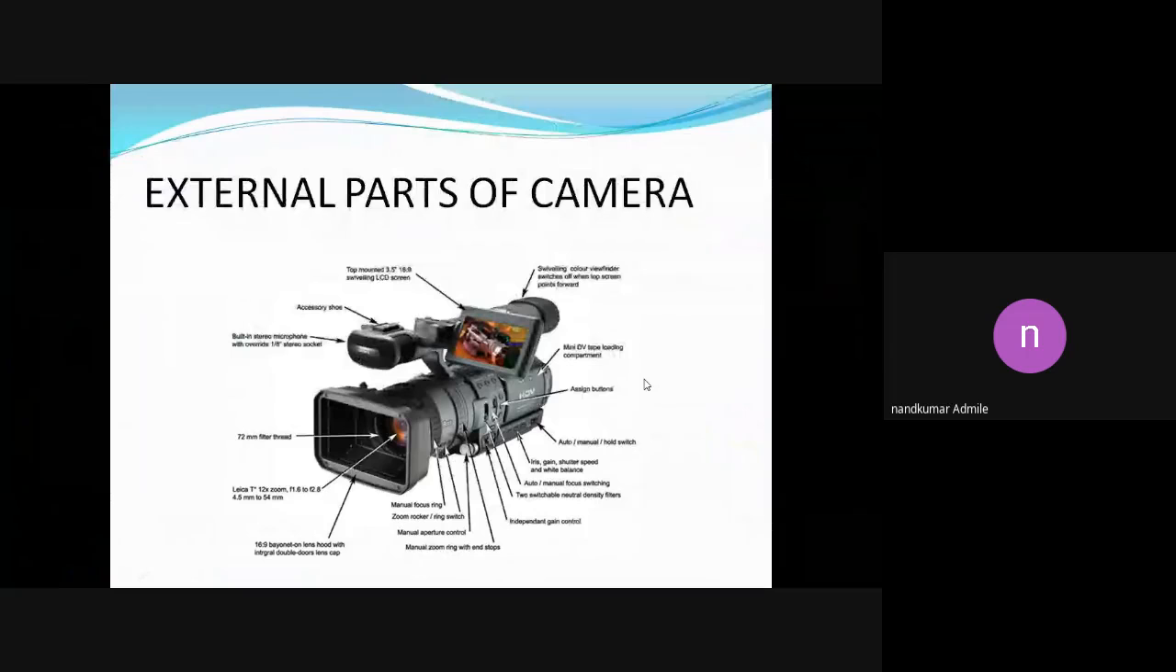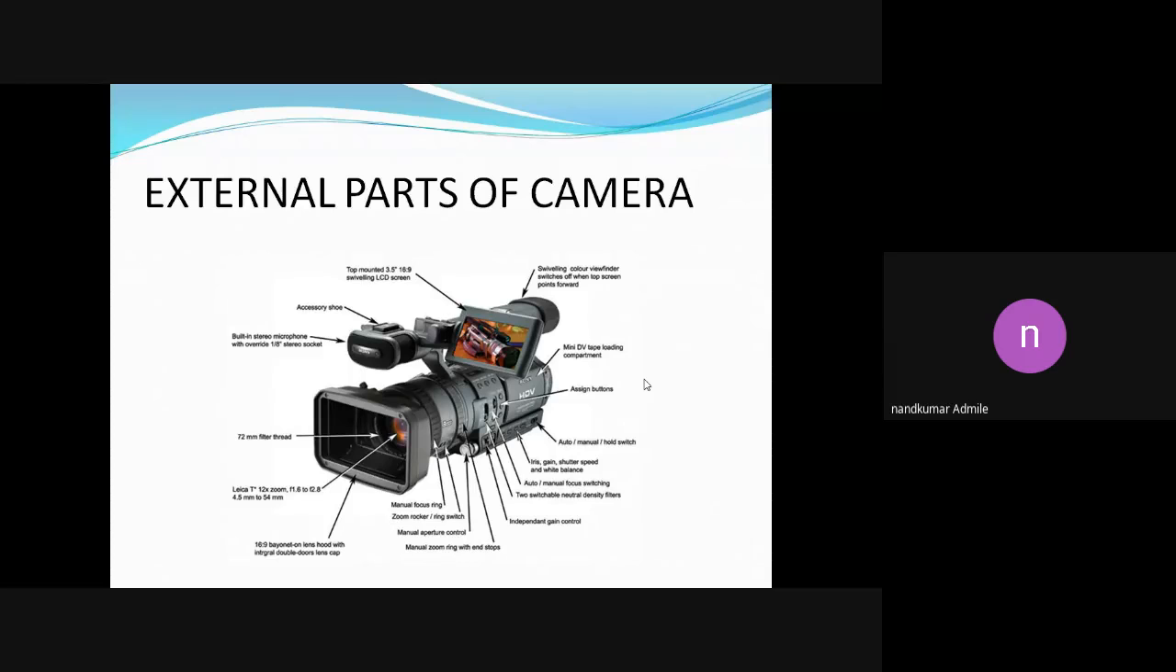If we look at a camera, it consists of various modules. We have an LCD display, we have a mic, and we have various buttons. That button is called the assign button. So we need to understand the function of the various external parts of a video camera. Here we can list the various external parts of a camera. Observe the screen and try to understand the different external parts of a video camera.